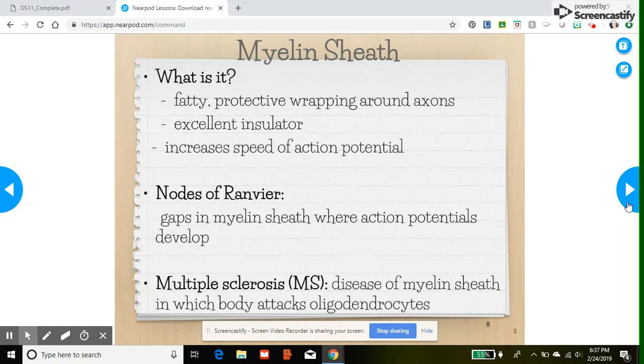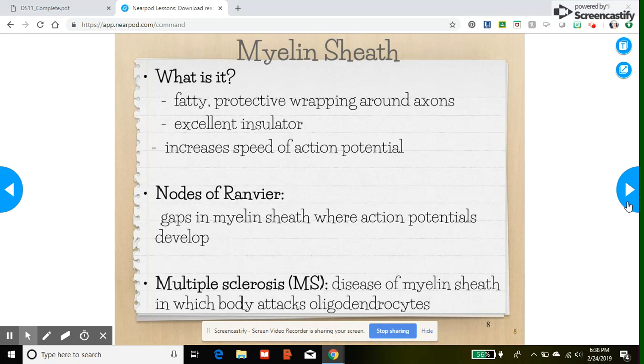So the actual myelin sheath itself is a fatty protective wrapping around the axons, and it's a phenomenal insulator. And because of that, it's going to increase our action potential, okay? So it's going to literally speed up how fast our signals are being transmitted. So the more myelin we have, the faster a signal is going to conduct. So that's a good thing.